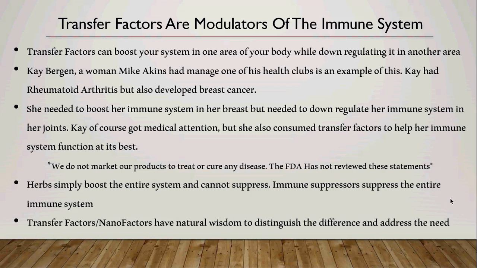Now, transfer factors and nanofactors, they have a natural wisdom that allows them to distinguish the difference between immune boosting and immune suppressing and address the need. So whatever the body needs, the transfer factors and these nanofactors have the natural ability to distinguish what that is and to address it accordingly.